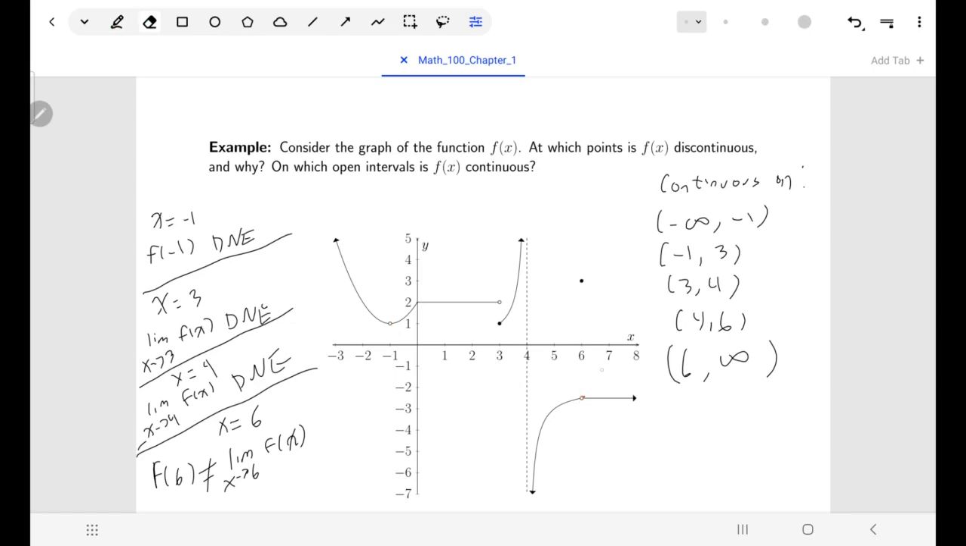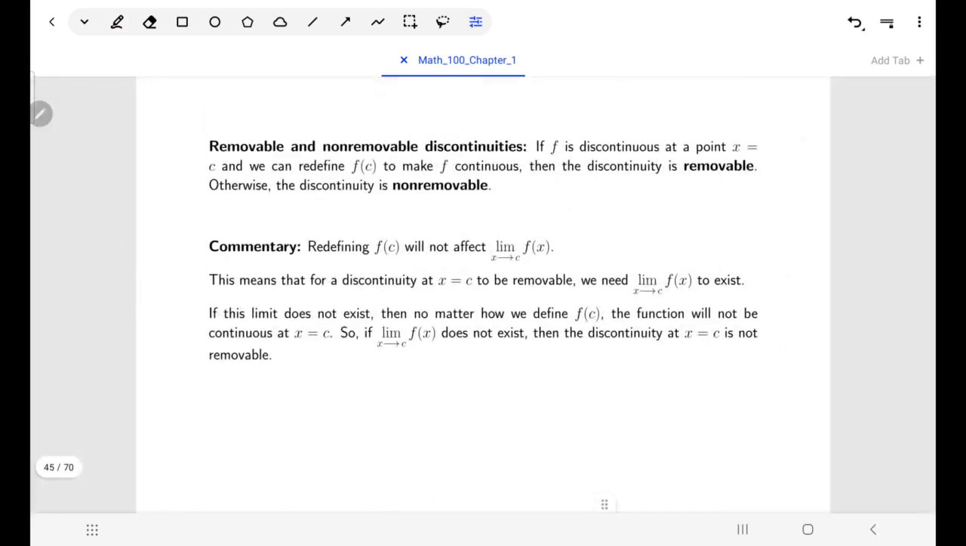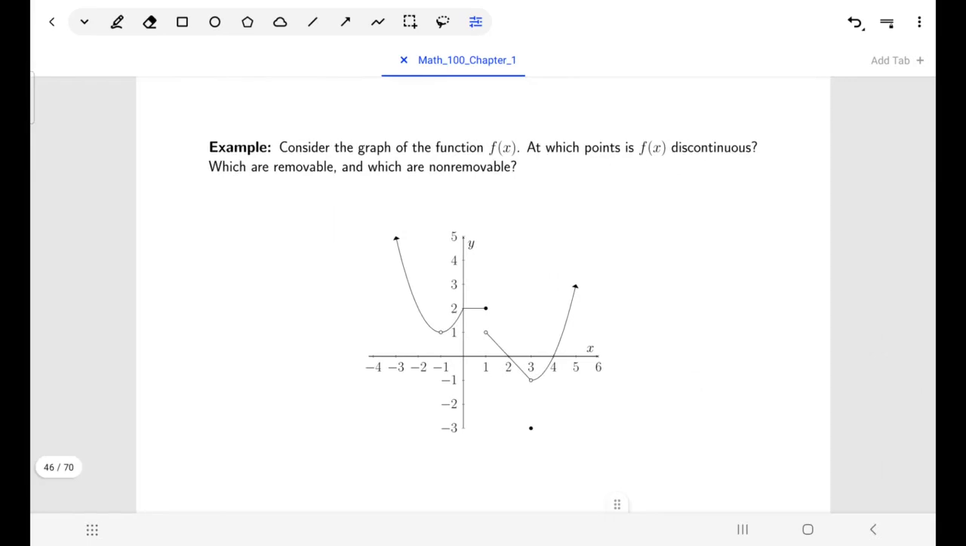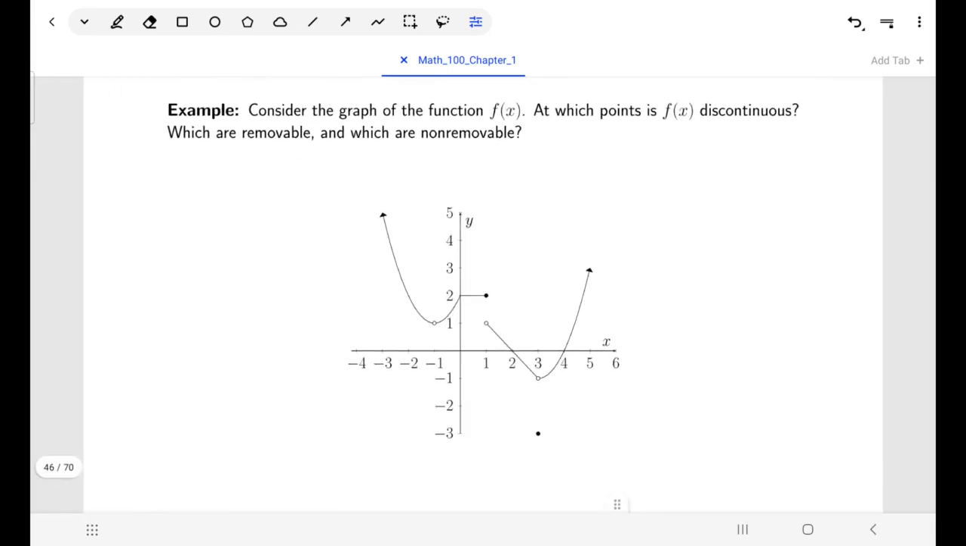So when we're asking ourselves to look at a function and determine where we have removable and where we have non-removable discontinuities, we first have to ask ourselves, where does the limit exist? Because those are the places where potentially we'd have removable discontinuities. So now taking a look at this one, if I were to say at which points on our graph we are discontinuous, we're discontinuous at x equals negative 1.